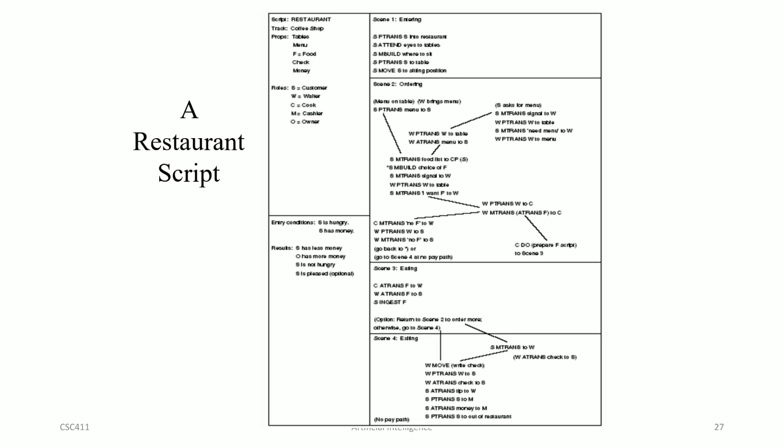Finally, the results which are given here: S has less money, O has more money, S is not hungry, and S is pleased. Initially S is hungry, and that's why S searches for a restaurant and gets food, and once S gets food, S is not hungry now. Initially S has more money, and that's why S gets food and gives money to the restaurant, so S has less money. So this is the entry condition: S is hungry and S has money, and the result is that S is not hungry now and S has less money.